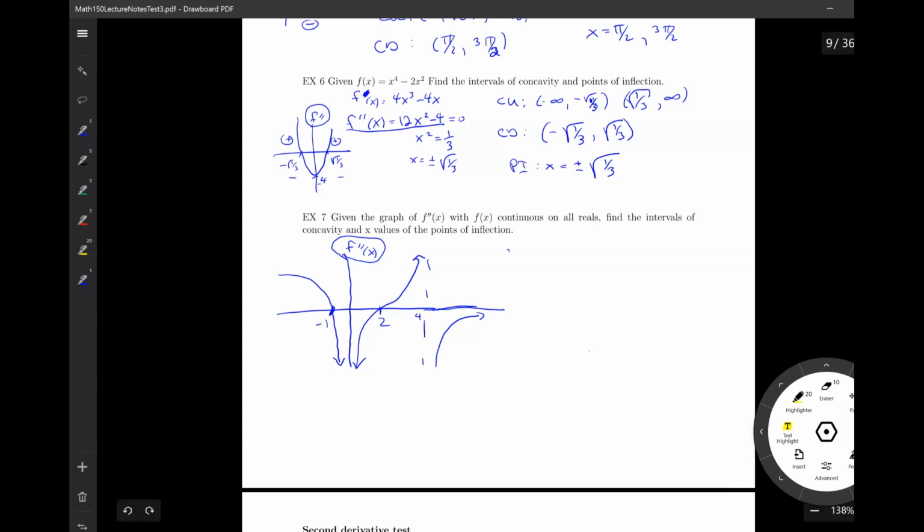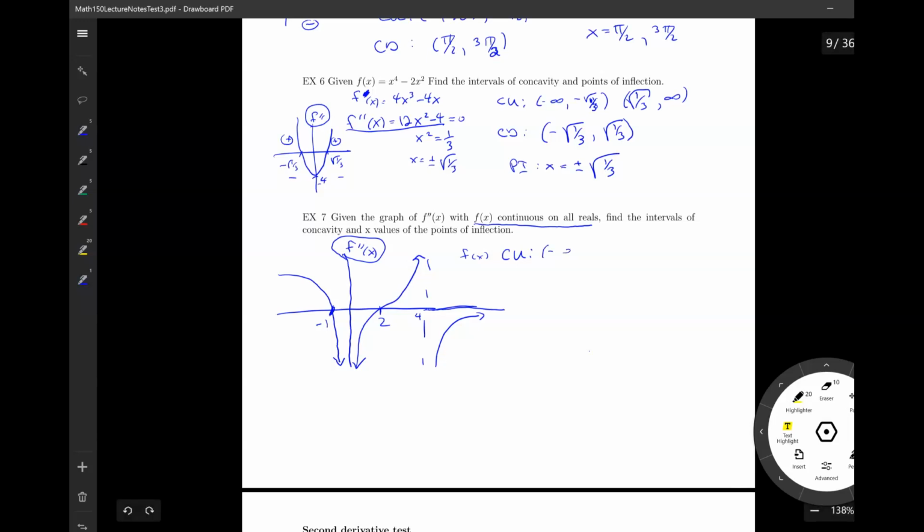So what I'm going to look for is where the graph of f of x is concave up. So it's the function that's concave up. And I'm being told that the function is continuous on all reals, so even though there might be asymptotes on the second derivative, the function does not have asymptotes. All right, so where is the graph concave up?